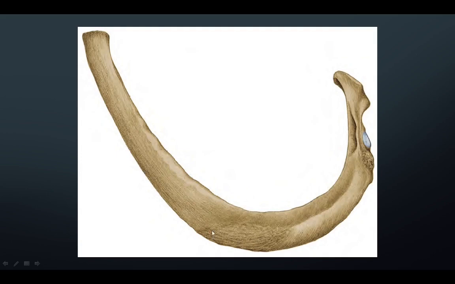And this is the appearance of the second rib. As you can see, this is also flattened, just like the first rib, but the features are much more leaning towards the typical rib compared to the first rib, right? And this, of course, articulates with two adjacent vertebrae, but this is also flattened in the superior-inferior direction. And at the inferior border, you can see the groove, the costal groove.